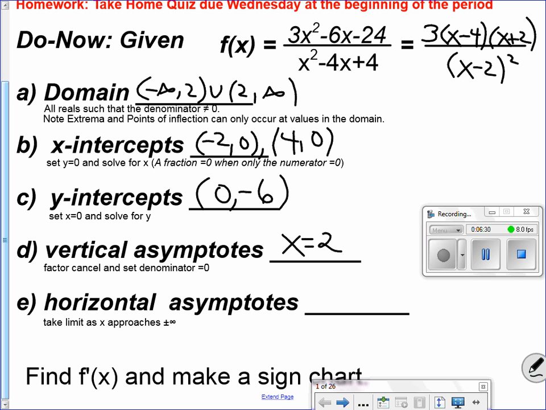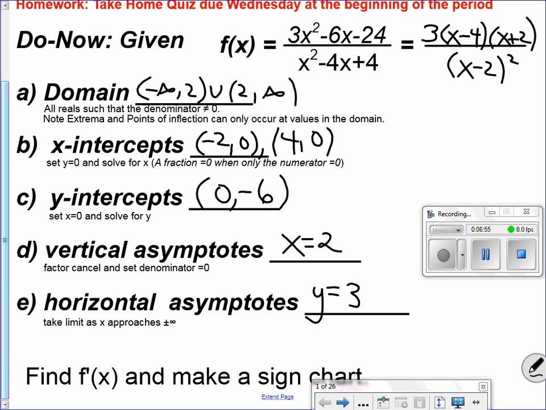The degree's the same. Yeah, divide what? The leading coefficients. So it's the ratio of the leading coefficients. So the limit as x approaches positive or negative infinity is going to equal 3. So that's the equation of the horizontal asymptote, very nice. We are zipping along. Now, that's all the information we can get without getting into derivatives.